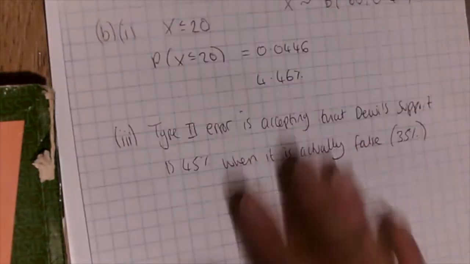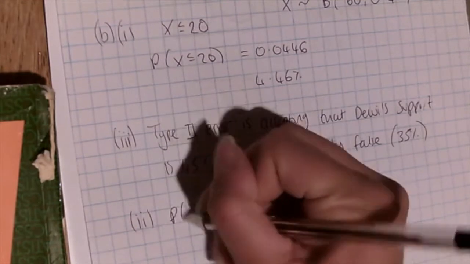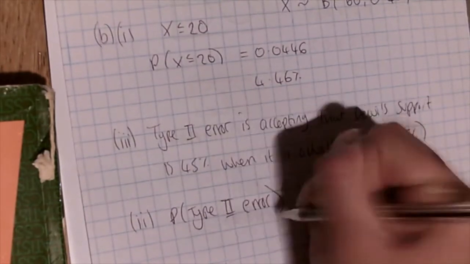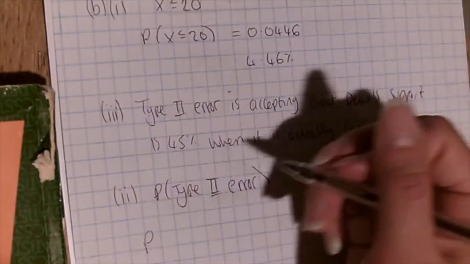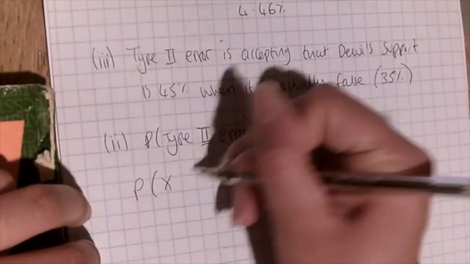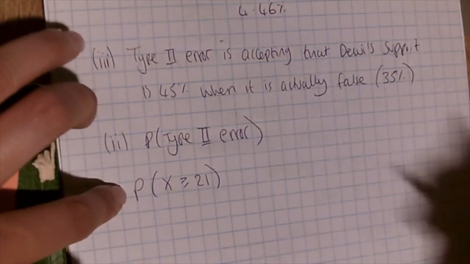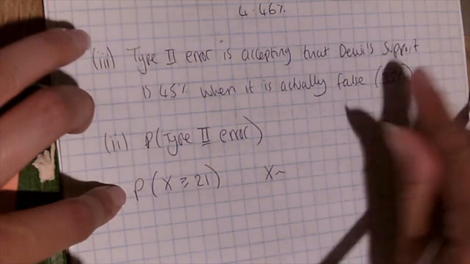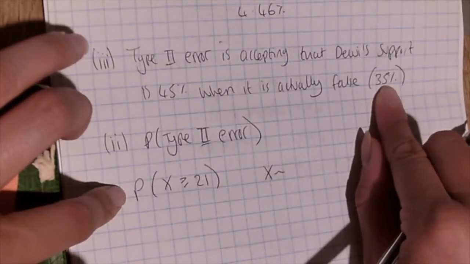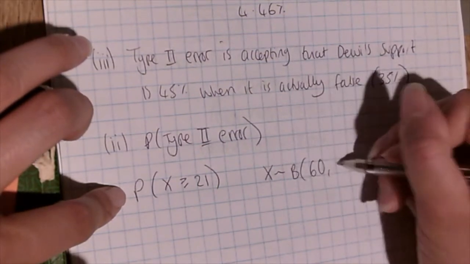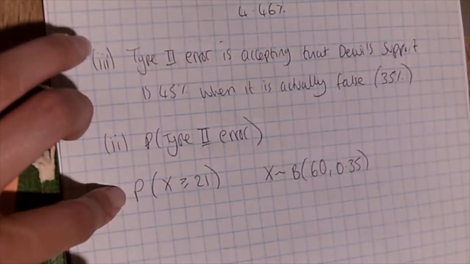So to find the probability of that, now going back to part 2, the probability of a type 2 error is to find the probability of the acceptance region, where if the critical region is x is less than or equal to 20, the acceptance region is greater than or equal to 21. You want to find this probability, but with the new probability. Instead of 45%, we're going to be using 35%. So our distribution is now binomial with an n of 60 and a p of 0.35, not 0.45.